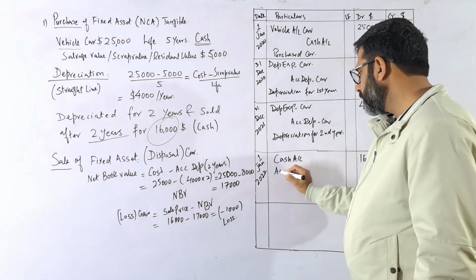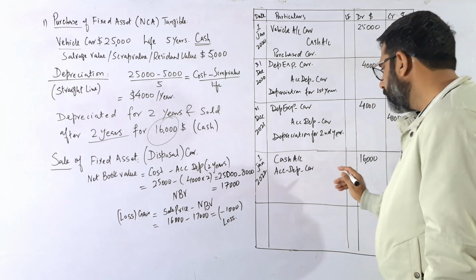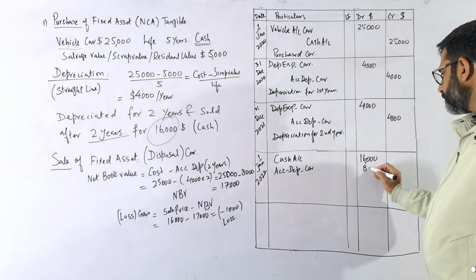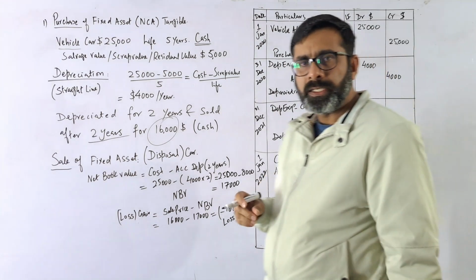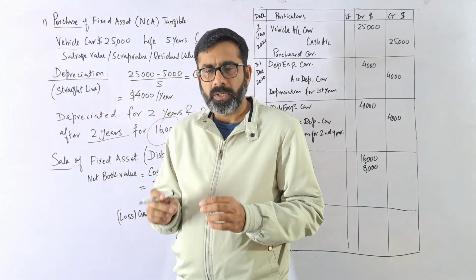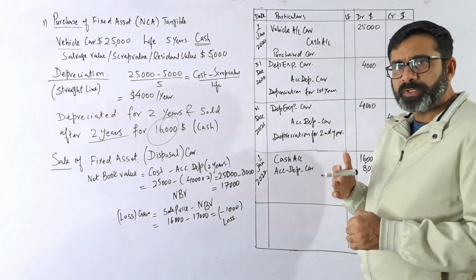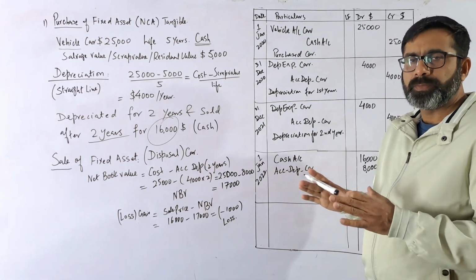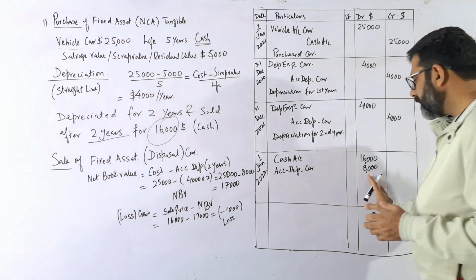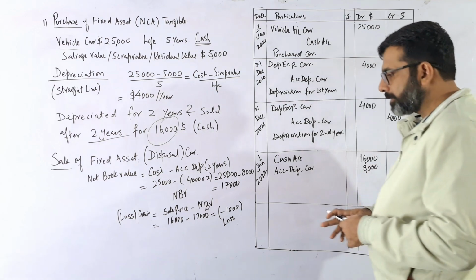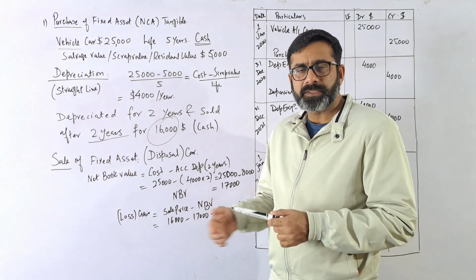So accumulated depreciation for car. How much depreciation? That is $8,000 is the depreciation. So up to now it is depreciated for $8,000. So the account should also be disposed of. It should be cleared. The balance should be 0 in the accumulated depreciation account. So that is 8,000 is again debited. Then we have calculated that there is a loss of 1,000 on this transaction.